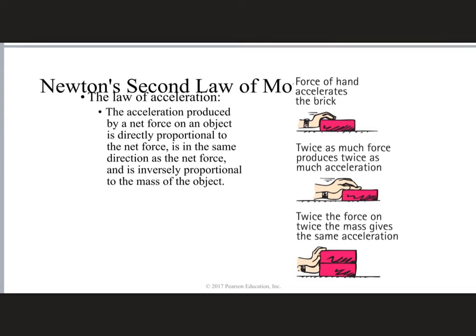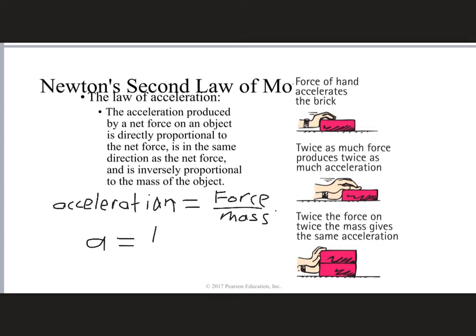In other words, if I take my hand and apply it to two bricks, I get half the acceleration. If I take two hands and apply it to two bricks, I get the same acceleration as one hand on one brick, because the bigger the mass, the smaller the acceleration. And we can actually write that as an equation. Acceleration is equal to force divided by mass. We can write that as a simpler equation: a, acceleration, is equal to the force F divided by the mass m. And so I can simply plug in numbers for force and mass, and that gives me the acceleration.